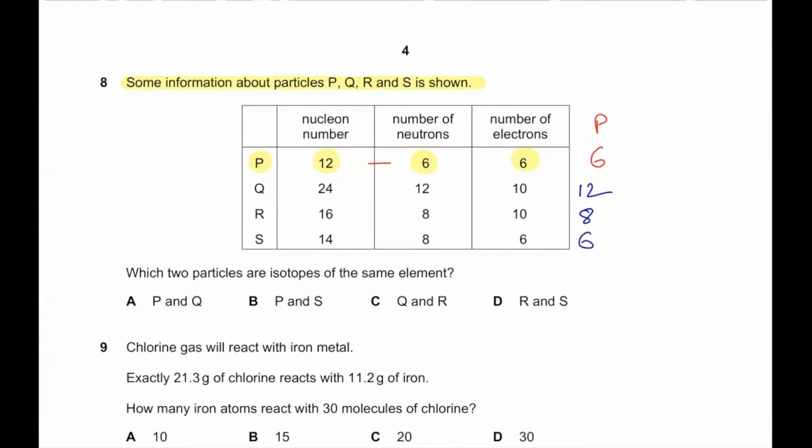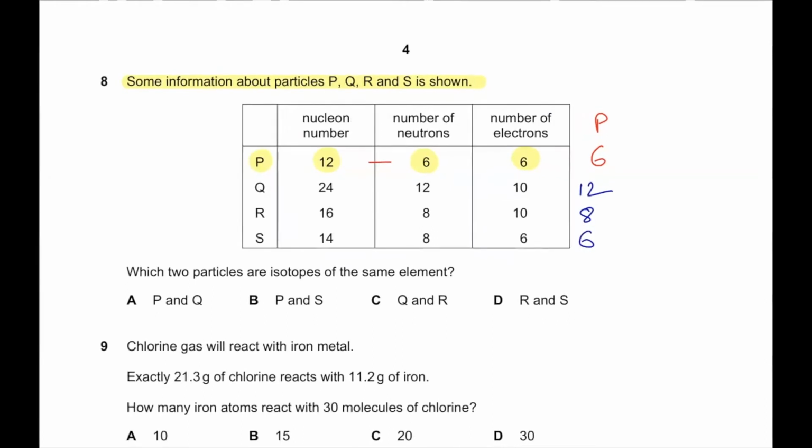So guys, we can see that the number of protons matches in these two. So P and S can be isotopes. Now the question says which two particles are isotopes of the same element, because they have the same proton number, guys, P and S, so they can be the isotopes. So question number 8, B is the correct answer, guys. Guys, moving on.